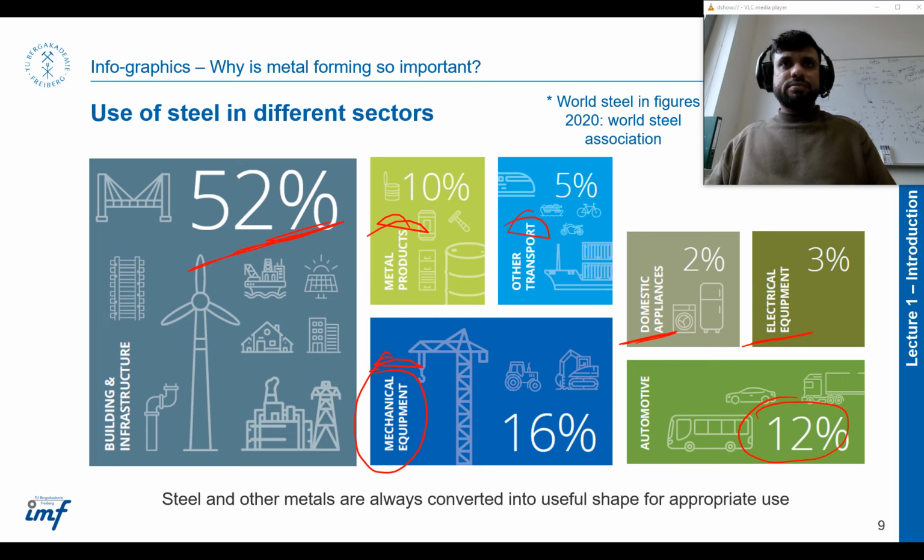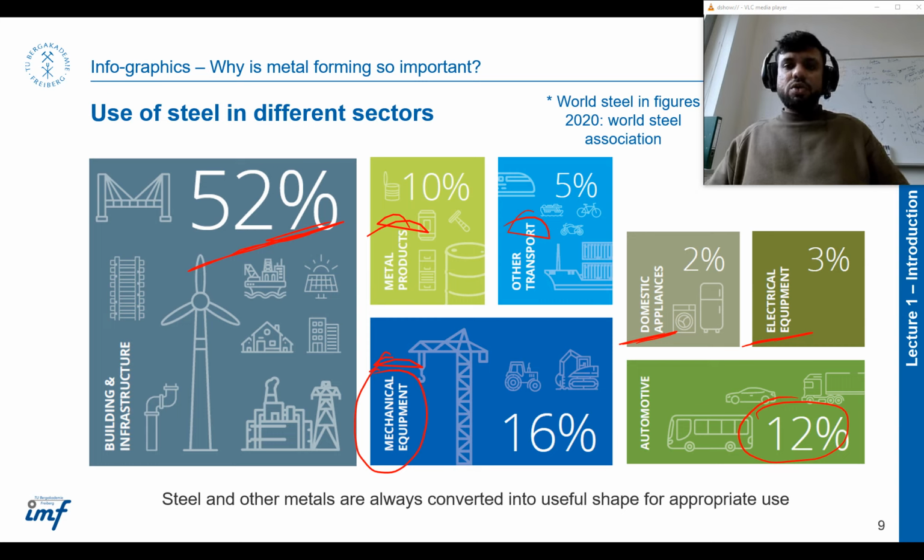Bars, bars and wires, sheets. Steel bars, and it is also used in the form of sheets. So that is basically the very basic form of how steel is used.